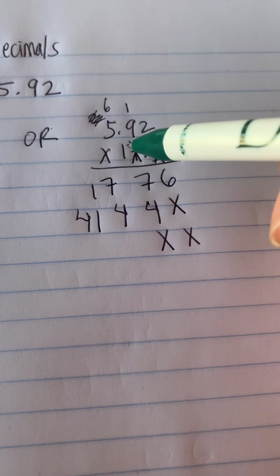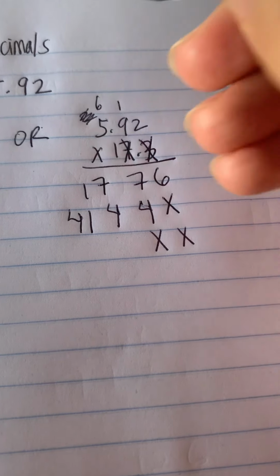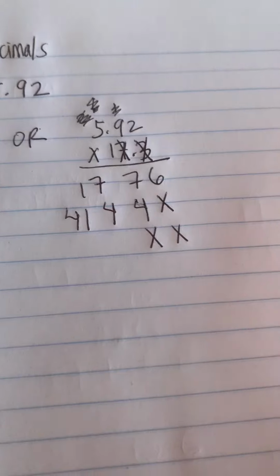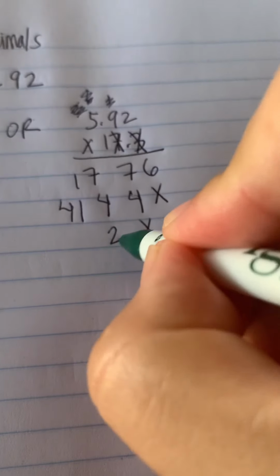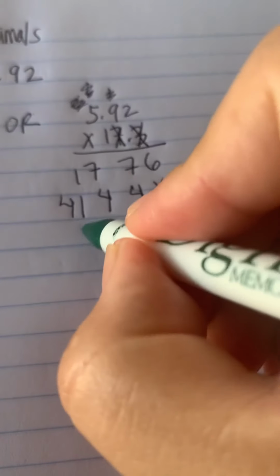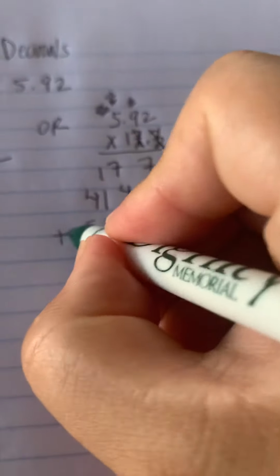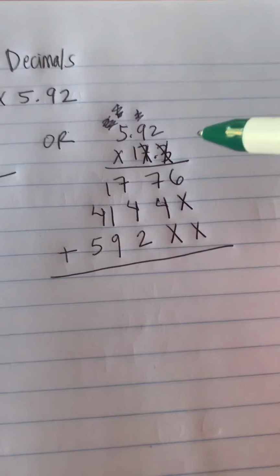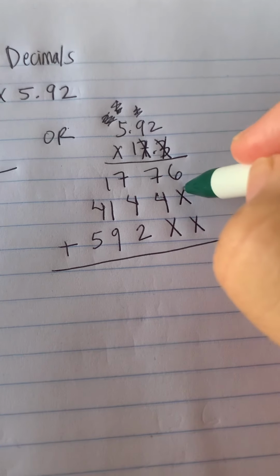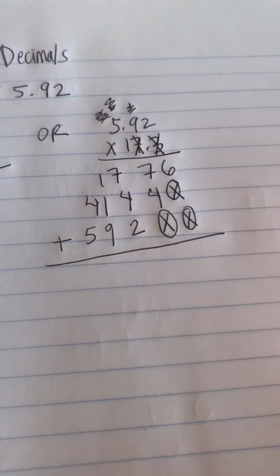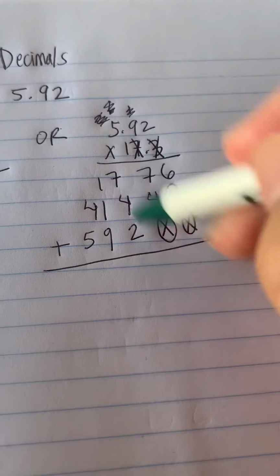And lastly, I'm going to multiply the 1 times all my values. Scratch out the ones I used before. 1 times 2 is 2. 1 times 9 is 9. 1 times 5 is 5. And as you know, we add everything at the end. And now these X's that I wrote here become zeros. So I'm going to just fill them in with zeros. Okay? And then add straight down.